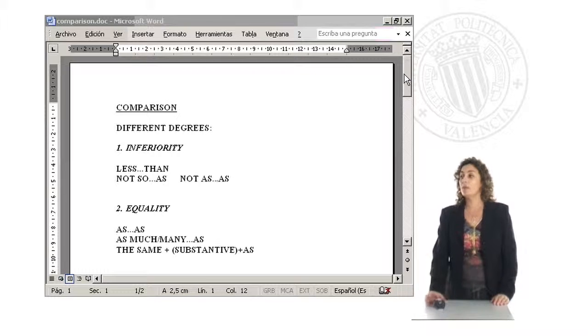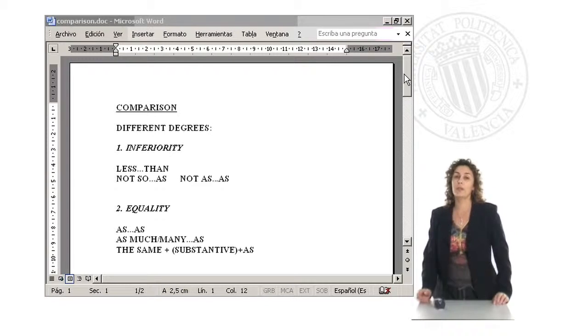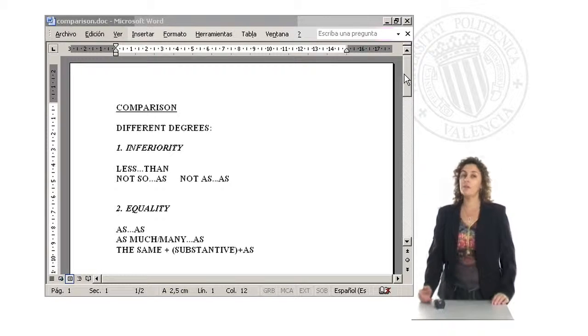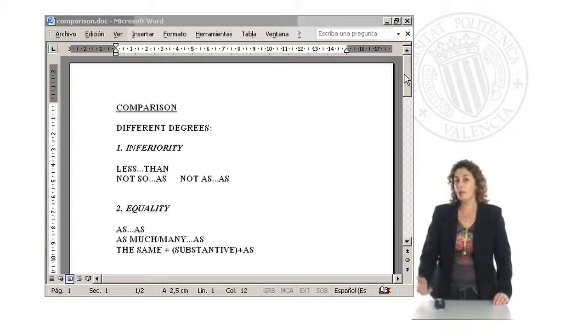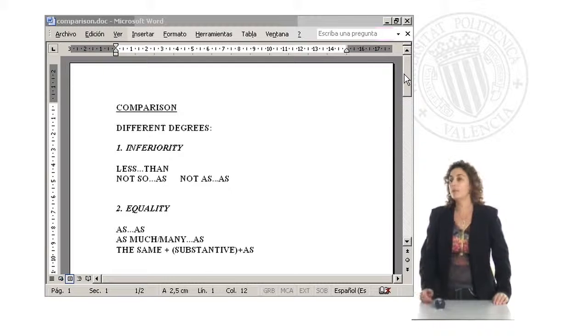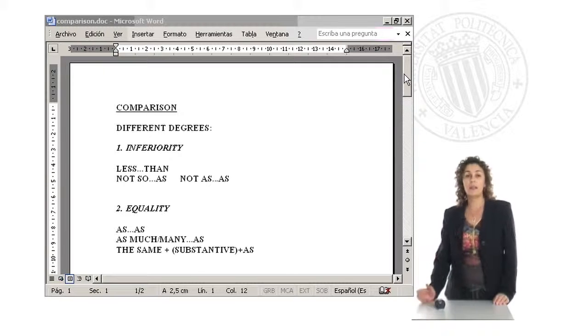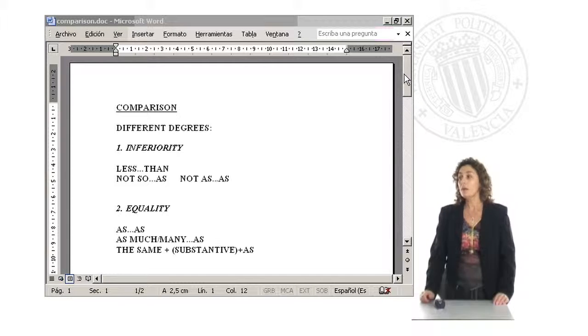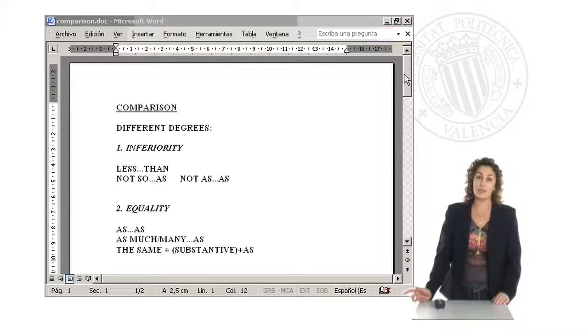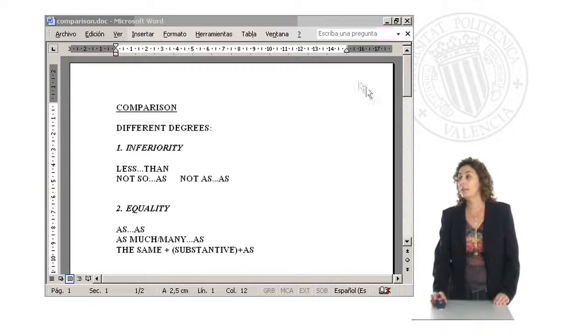First, we have what we call inferiority. That means that you want to express that something is inferior to another object or another thing or a person. For example, this screen is less big than yours. Other structures that can be used to express inferiority are "not so" plus the adjective or "not as" plus the adjective, as you can see in the document here.